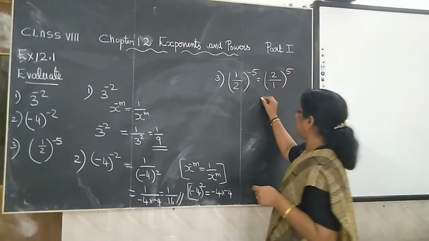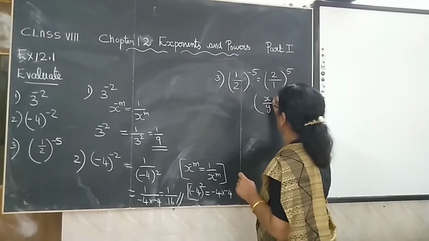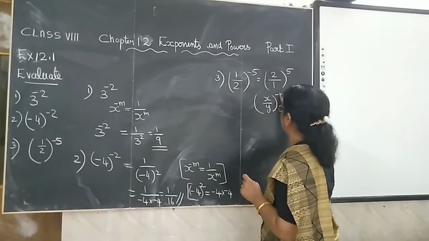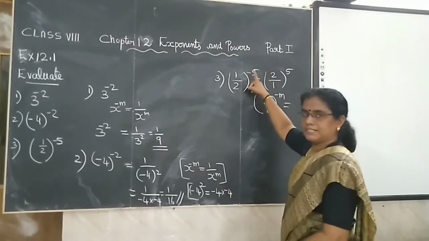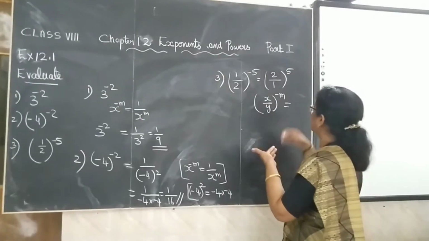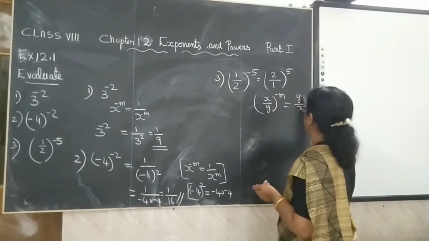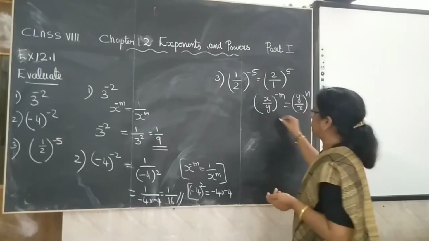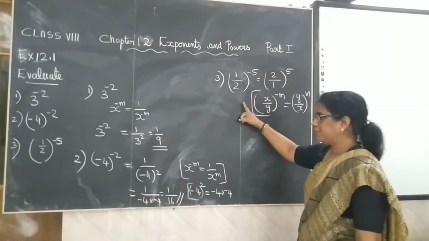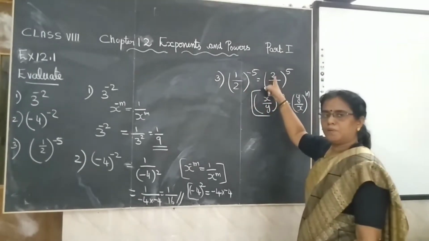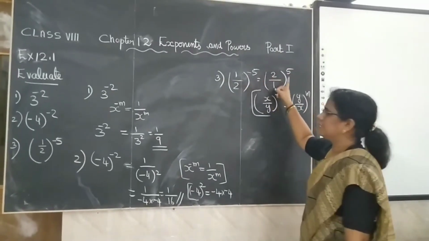We are applying here the law: (x by y) whole raised to minus m. If the power of a fraction is negative, we will take the reciprocal, that is x by y becomes y by x, whole raised to m. This law is used here. So we can write (1 by 2) whole raised to minus 5 equal to (2 by 1) whole raised to 5. The power becomes positive when we take the reciprocal.